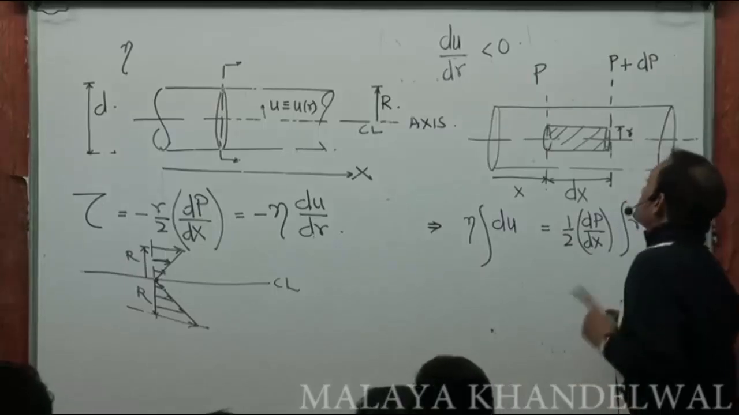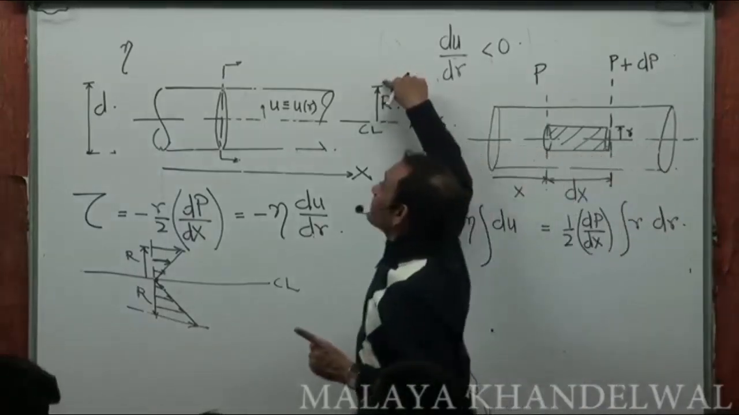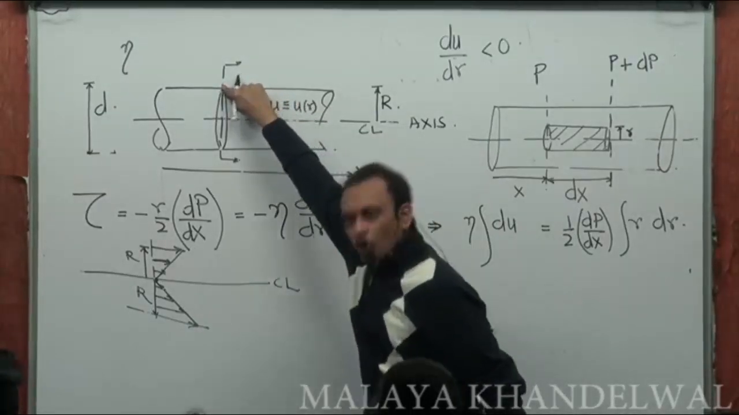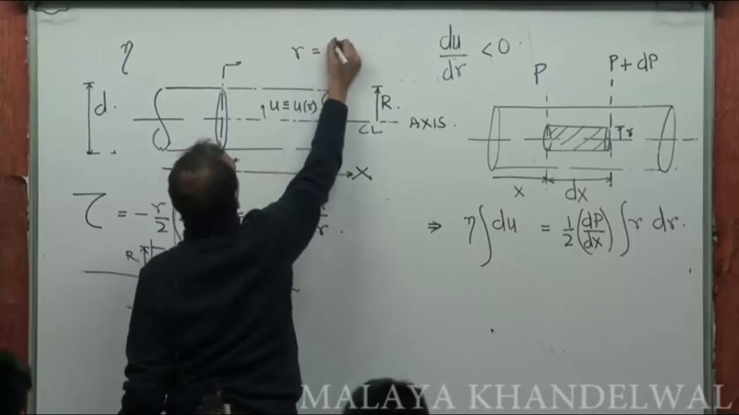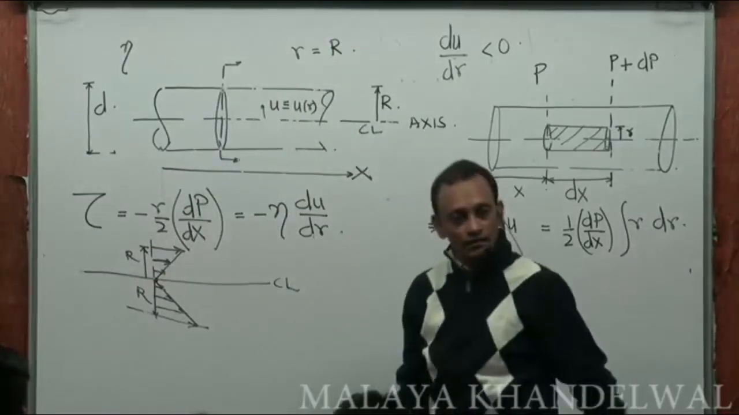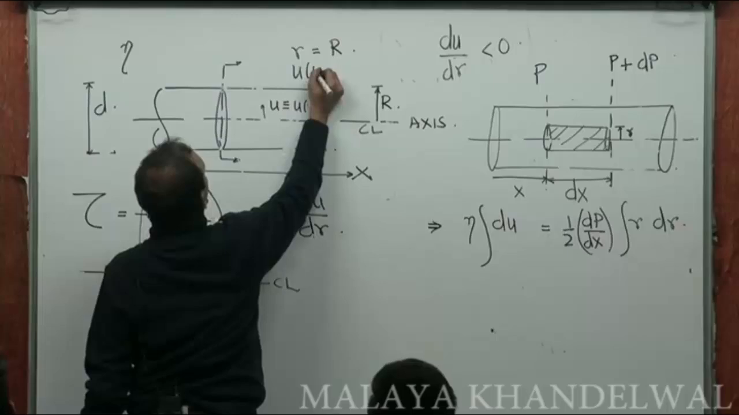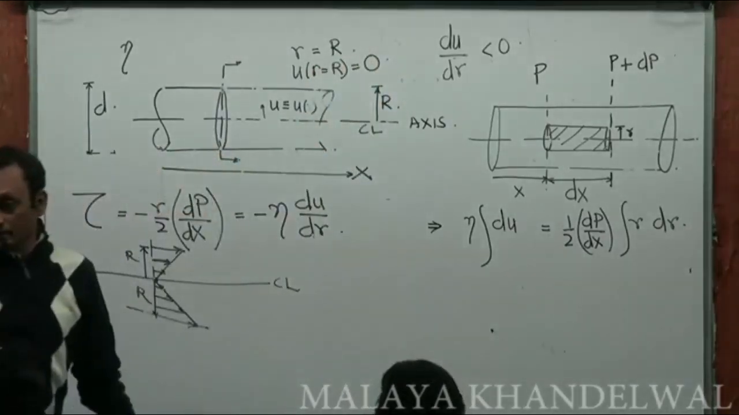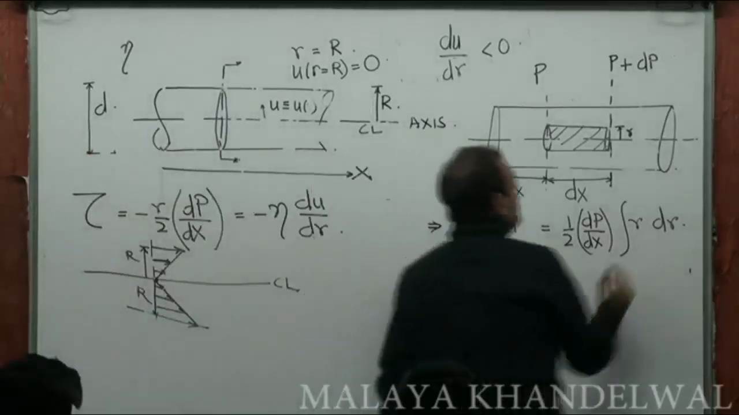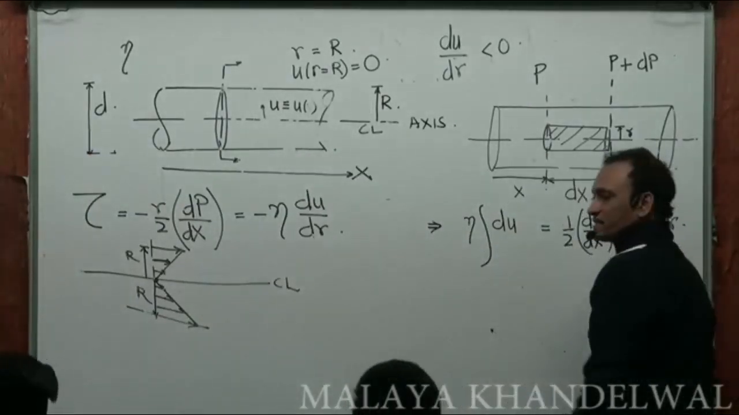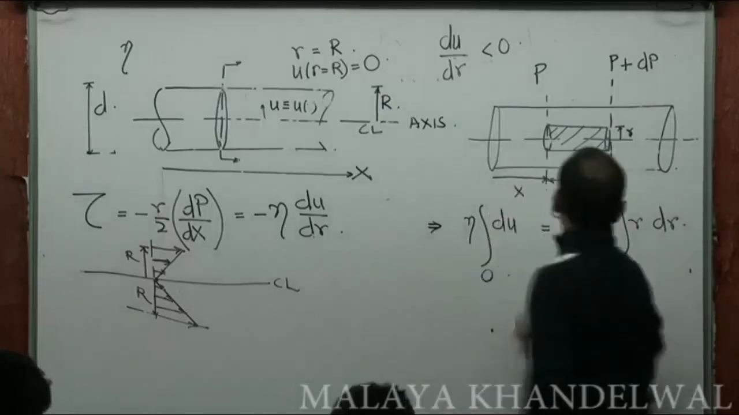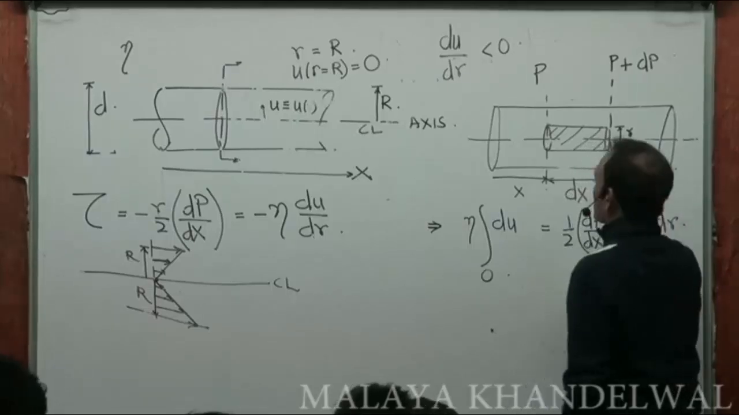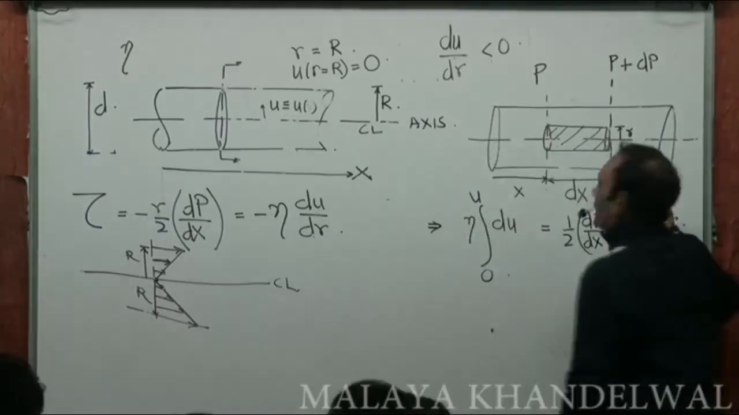Very clearly, one boundary condition that I know is when small r is capital R, u is 0, because particles in contact with the outer surface will have 0 velocity, right? So u at small r equal to capital R will be 0. That's a boundary condition known to me, right? So when small r is capital R, u is 0, right? When small r is some small r, u becomes u. This will give me u at any given r.